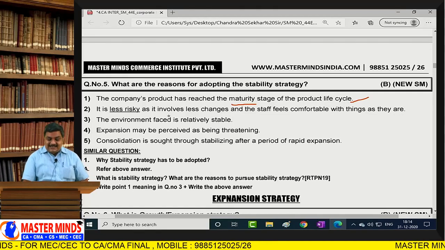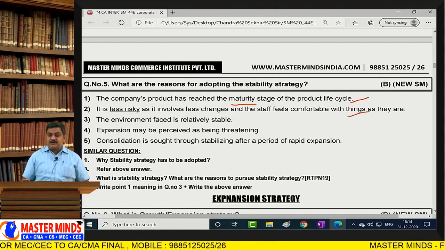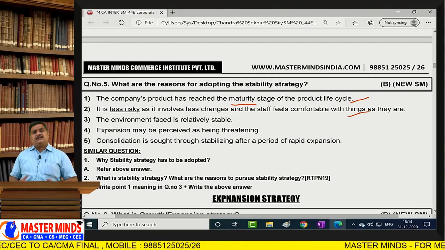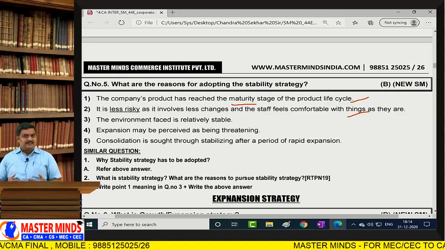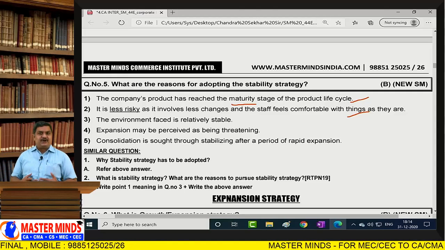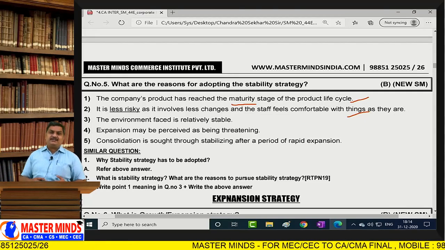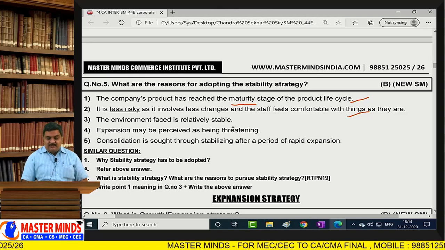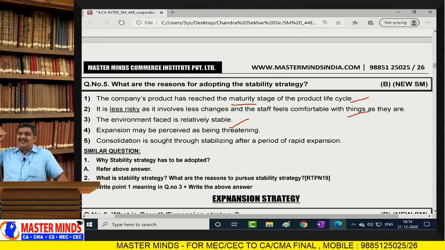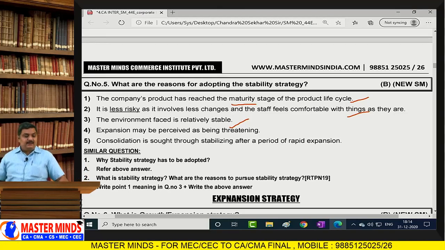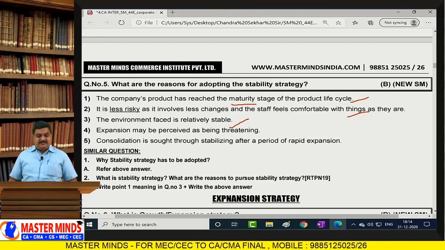And it is less risky as it involves less changes and staff feels comfortable. That means your staff need not learn new things. They need not take new risks. It is a less risky strategy and if you don't want to take risks, if you want a safety oriented strategy, then the best strategy is stability strategy. The environment faced is relatively stable. That is what I am telling. The environment is not encouraging. It is static. Then you can go for stability strategy.